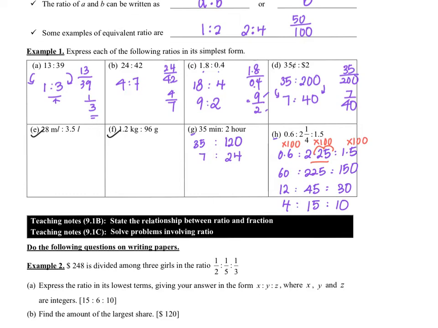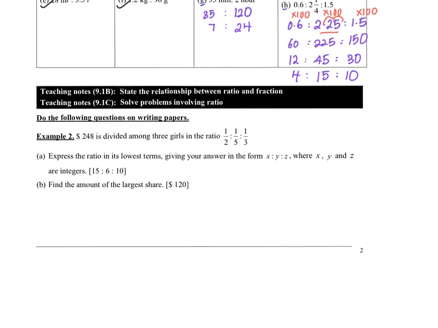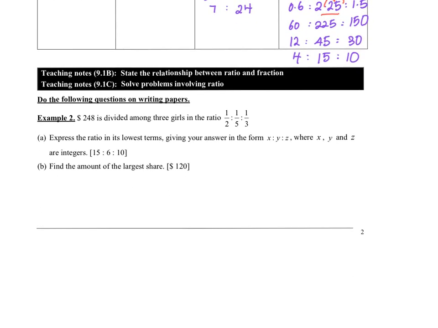Alright, now let's move on. Example 2. Now this is our next part of skill where we try to relate ratio to fractions, and then we try to use this ratio concept to solve problems, right? So now let's begin. The first one question over here, example 2. $248 is divided among 3 girls. So I got half, 1/5, and 1/3.